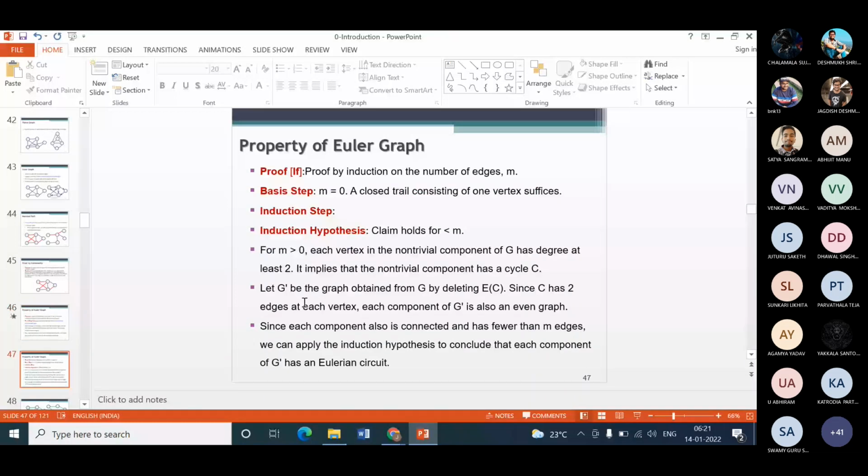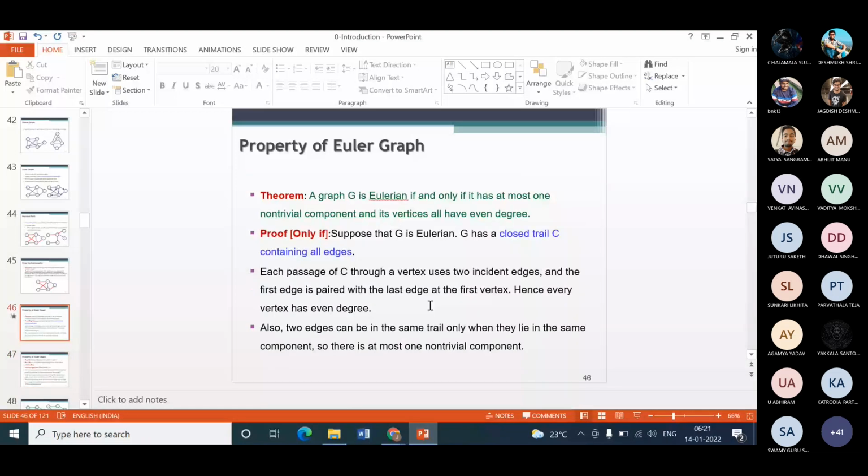So it is done by proof by induction. So basically what do we have to prove? We have to prove that, given a single non-trivial component where every vertex is of even degree, the graph is Eulerian. Proof by induction on the number of edges m.